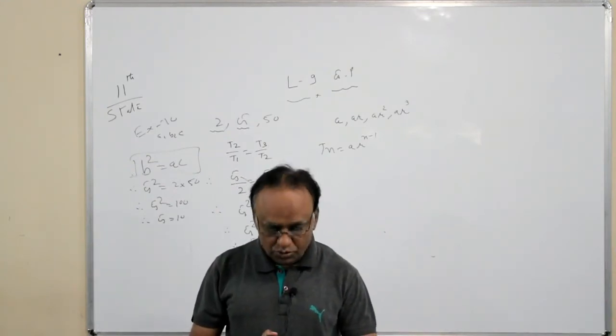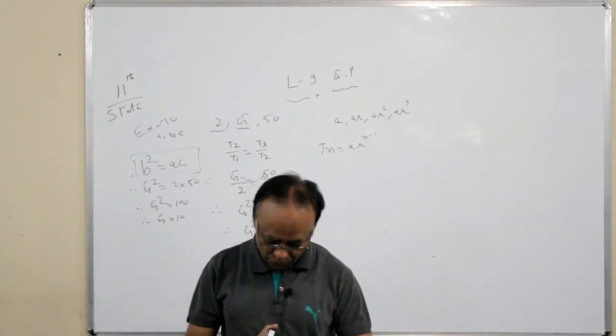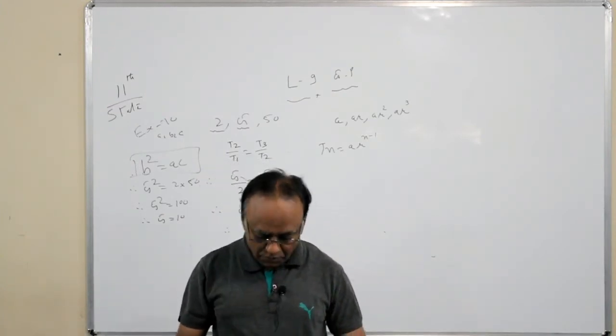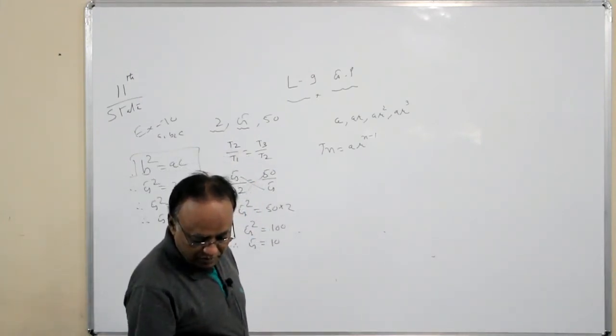So it is enough to show that AR square and AR cube. Now, what is the ratio that is given here?